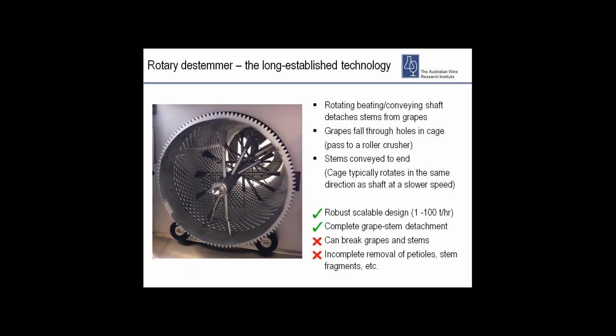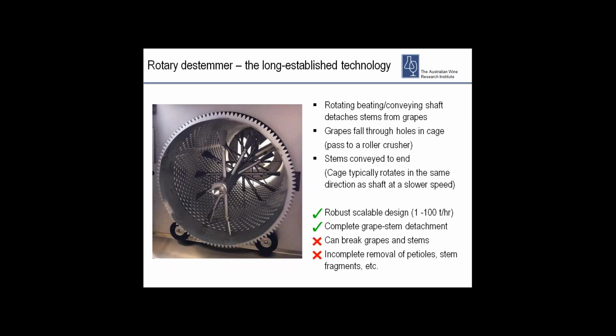So, starting off with the long-existing technology, the rotary destemmer. These have been used for most of the 20th century, and it is the most common destemming technology used in wineries today. A rotary destemmer has a rotating shaft with paddles in a cage. It detaches the grapes from the stems. The grapes fall through holes in the cage, and the paddles convey the stems out the end of the cage.